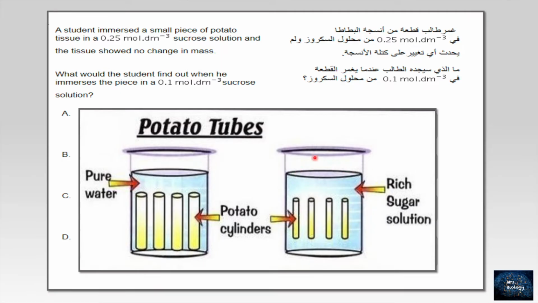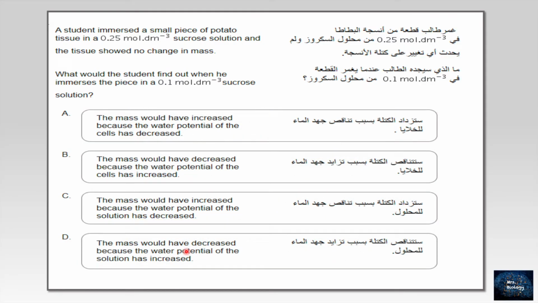Now, on the right beaker, you will find that we have a rich sugar solution, a high concentration of solute. That means low water potential outside the potato. So from the potato slice or the tubes, the water will leave and go to the solution outside, because the water potential outside is less than the water potential inside the potato tube. Here, the opposite. If we put it in pure water, the water potential outside is higher, I mean the concentration of water. So it will start to move from outside to inside. What will happen with the potato cylinders? They will gain more mass. So we answered the question.